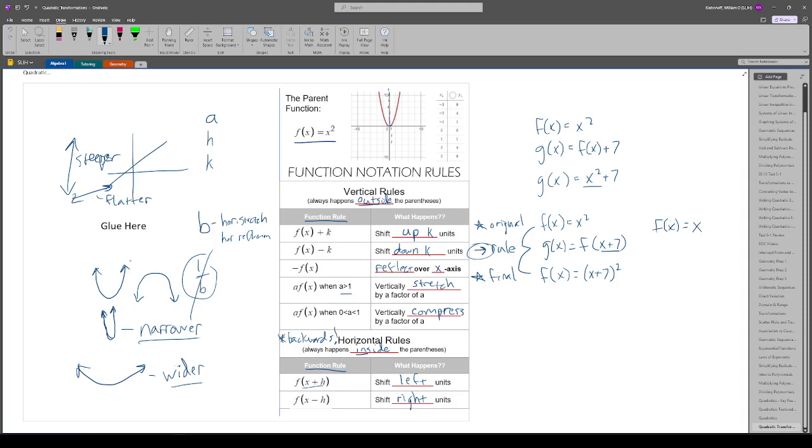So as a side-by-side, just before we move to the next page, if we had f of x equals x, our linear parent function, we can apply this exact same rule. g of x equals f of x plus 7. The rule is identical. But then when we apply it, we'll get g of x equals, and then wherever x is, we replace it by x plus 7. So we get another line that's shifted up 7 units.